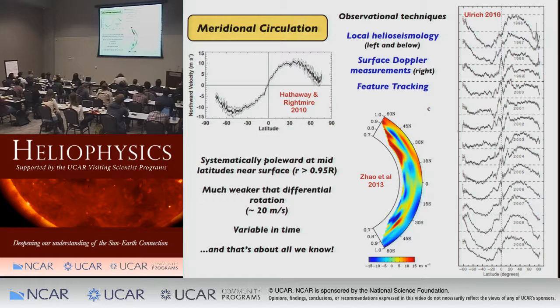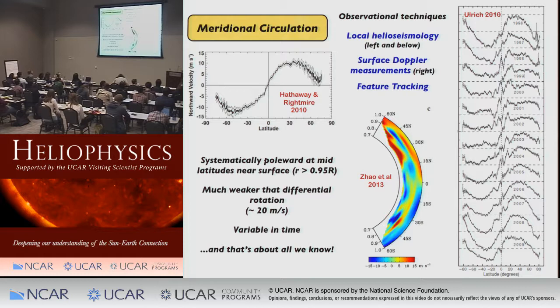The meridional flows are about 20 meters per second, about an order of magnitude less, but that's two orders of magnitude less than the granulation. The granulation was about 2 kilometers per second. So picking this out amid the chaos of the granulation is difficult.